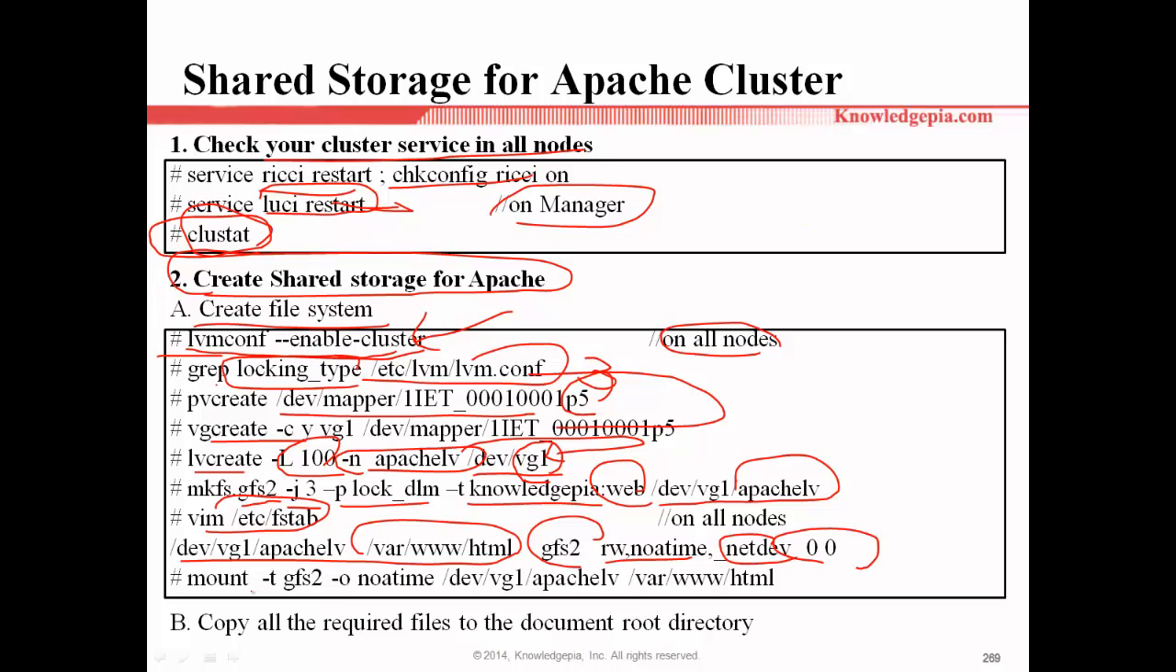After that, the last step to use this file system is to mount it, with the file system type and the noatime option. So /dev/vg1/apache_lv, the logical volume, is mounted on the mount point /var/www/html, like this. Then copy all the required files to the document root directory. If we need any files or directories shared to all cluster nodes, then you can copy them there.